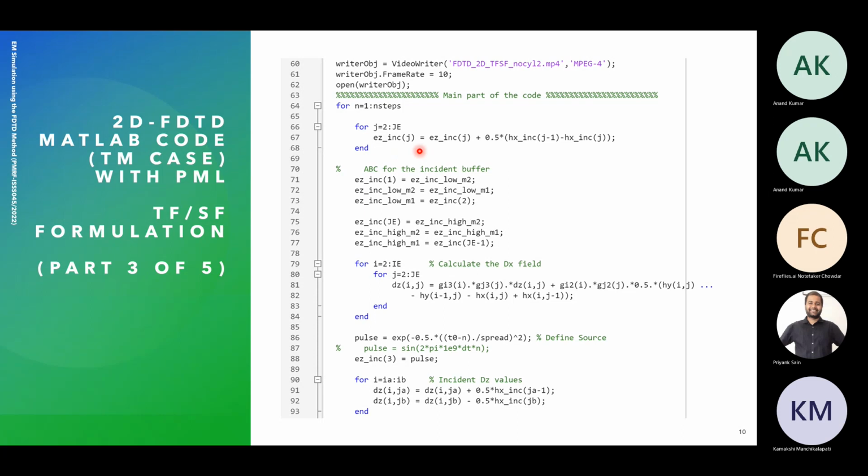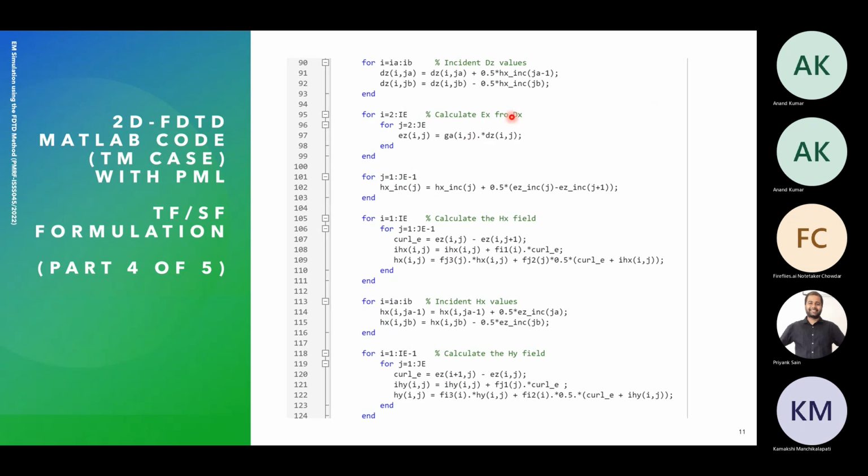So the incident electric field and incident magnetic field are 1D, and the total field values will be 2D. So the changes were that we included the update equations for the incident fields, and we modified the update equations for the field values lying near the boundaries.